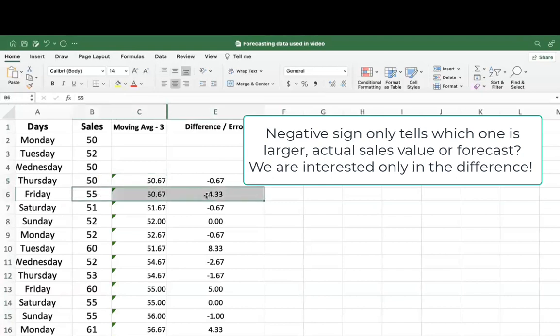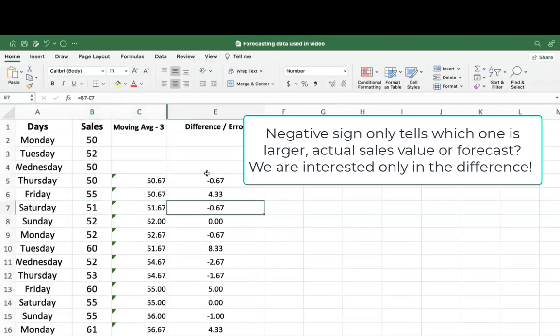Similarly, if we talk about this one, 4.33. Now, 4.33 means that it's the difference of 55 minus 50.67, because 55 is greater. So 55 minus 50.67 is 4.33. So that's positive. Now here again, 51 minus 51.67, it's negative 0.67.